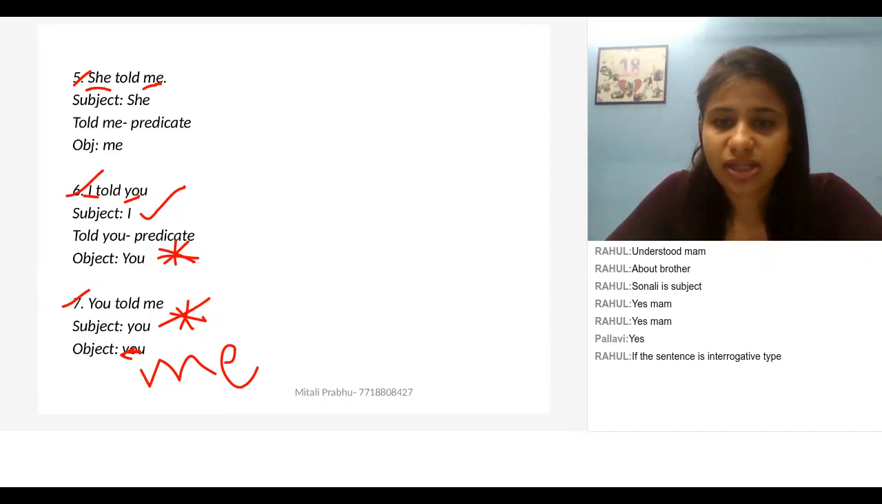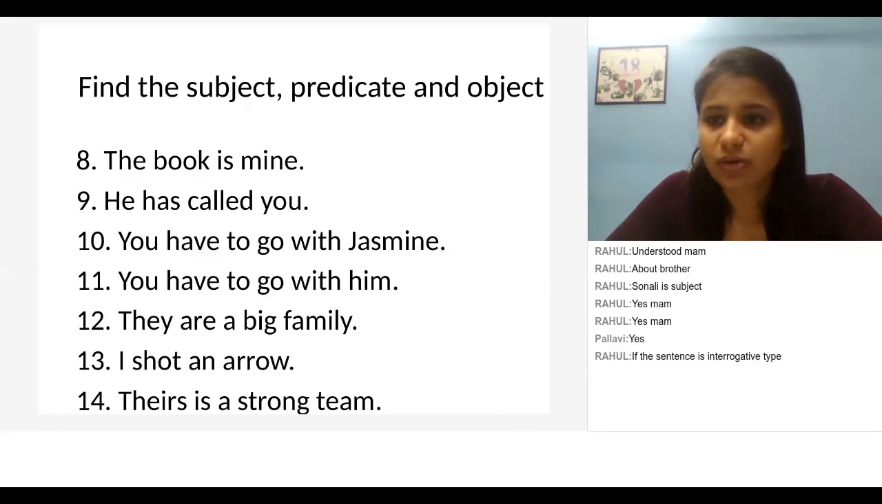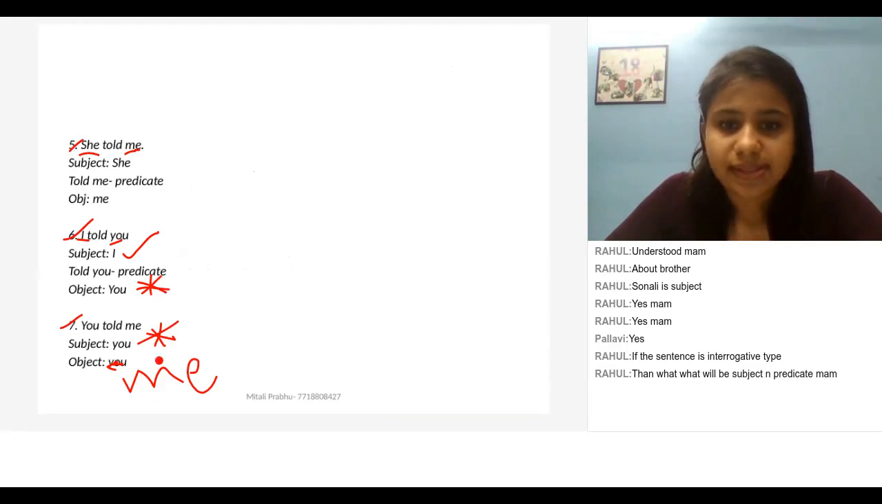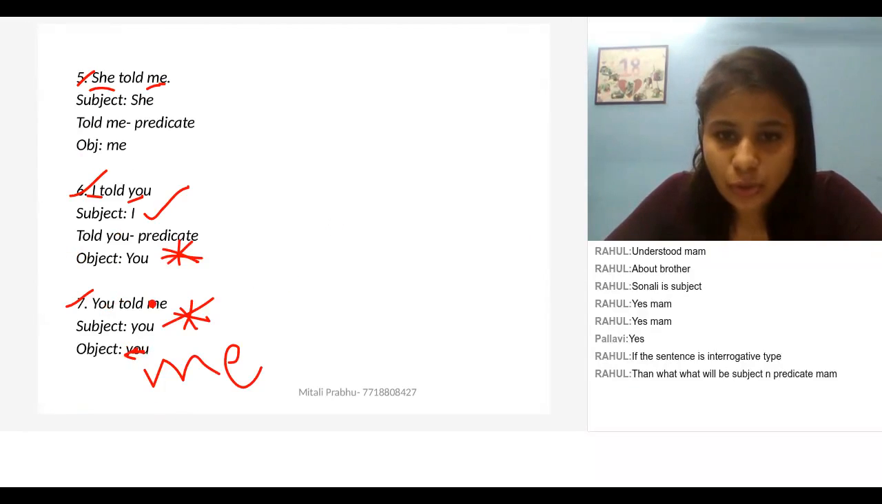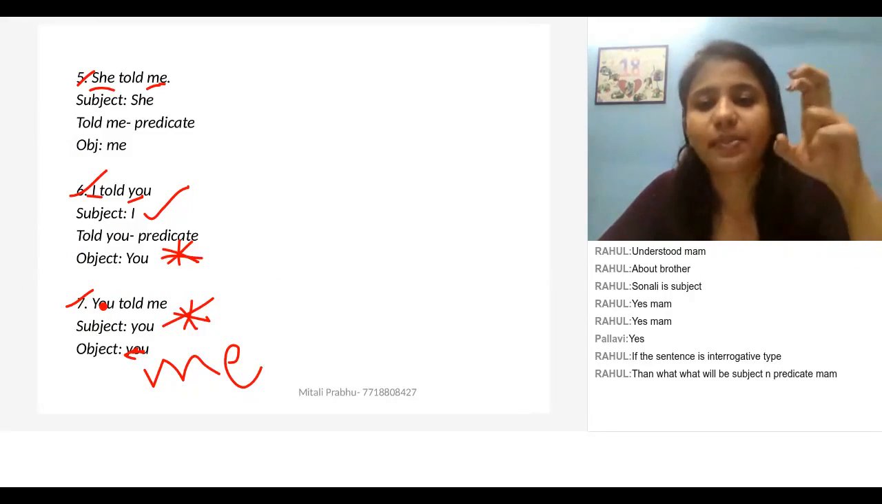I am telling all this because we have to study this table further. So now with these sentences, just tell me what is the subject and the object and the predicate. See, whatever is remaining in the sentence now becomes the predicate. An object is a subset of the predicate. So you told me, right? The subject is you. Once you pick out the subject, whatever is left becomes the predicate.